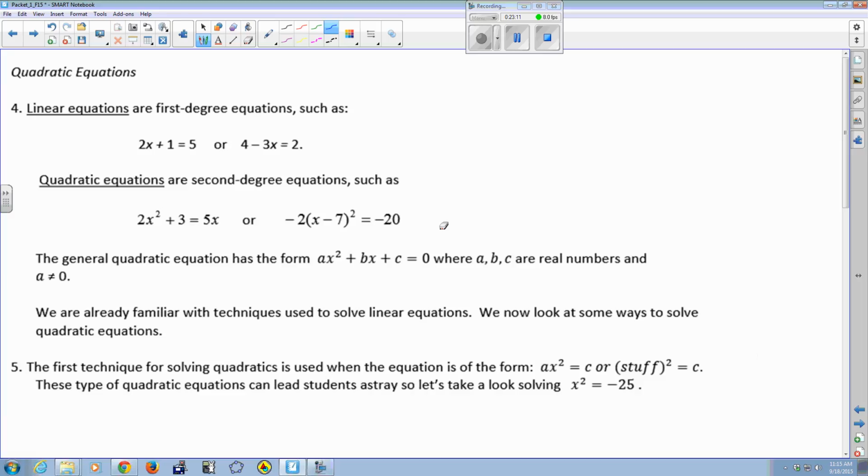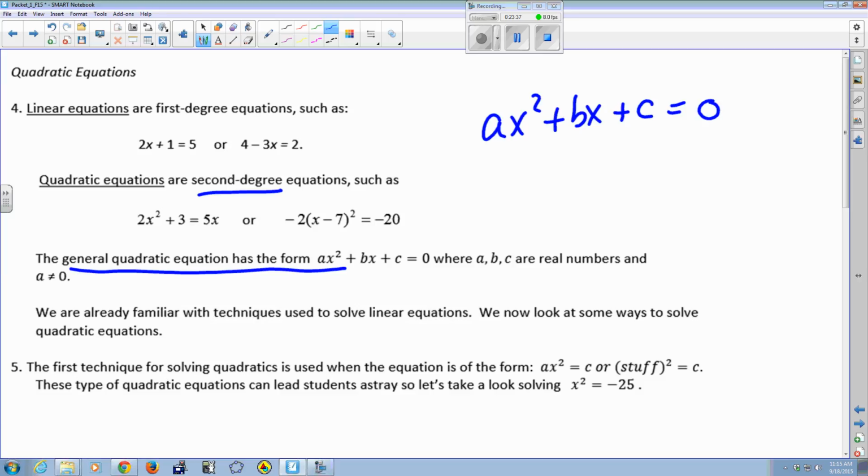All right, so quadratic equations. Any quadratic equation, the highest power you'll see on your variable is going to be a 2. And that's why we call it a second degree equation. As you know, first degree equations are called linear equations. In general, the general form of a quadratic equation is written like this.